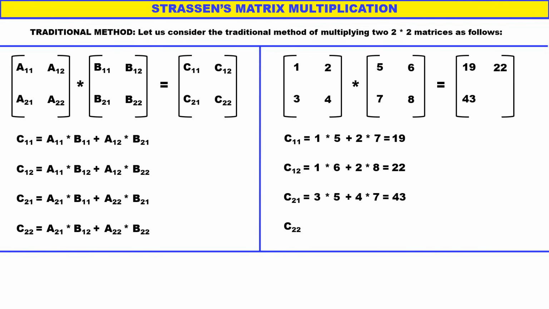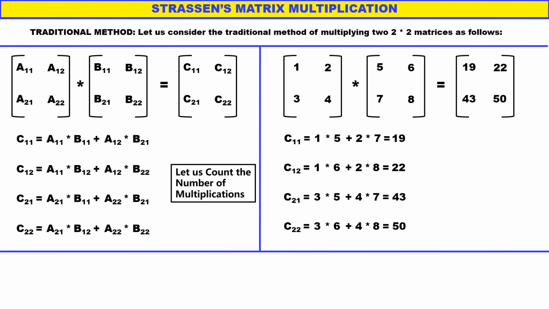Last one, C22. That is second row of the first matrix and second column of the second matrix. 3 into 6, because we have to consider the second column of the second matrix. Therefore, 3 into 6 plus 4 into 8. This is nothing but 50. So this is the answer that we get using the traditional method of multiplying two cross two matrices.